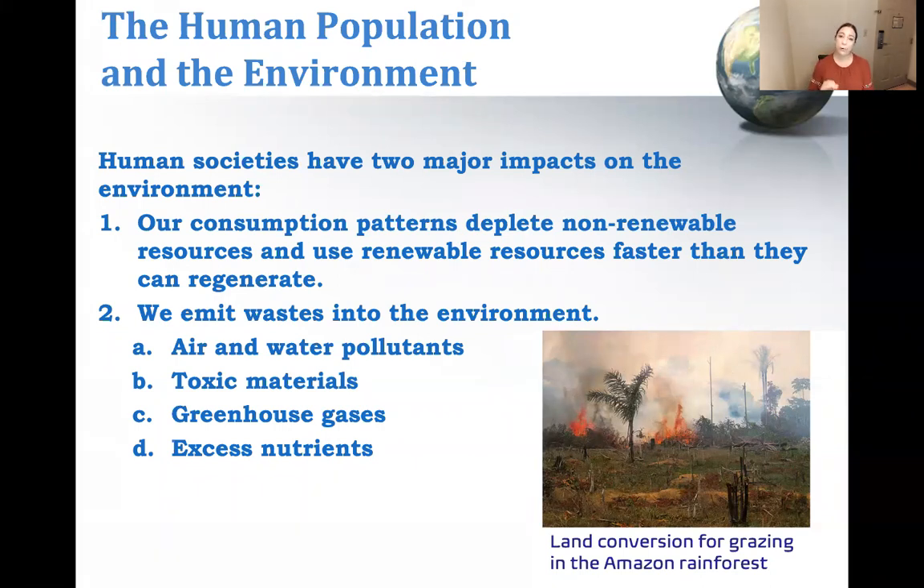Now, the second factor, or the second way that we have an impact on the environment, is we emit waste into the environment. And a lot of this comes from our consumption. So these two impacts are tied together, but we release air and water pollutants. Like for instance, paper factories are huge, huge polluters. They dump all of their chemicals, like chlorine, into waterways. If you get white paper, a lot of it has been bleached with chlorine that is then released into the environment. You can actually buy paper that is not bleached.